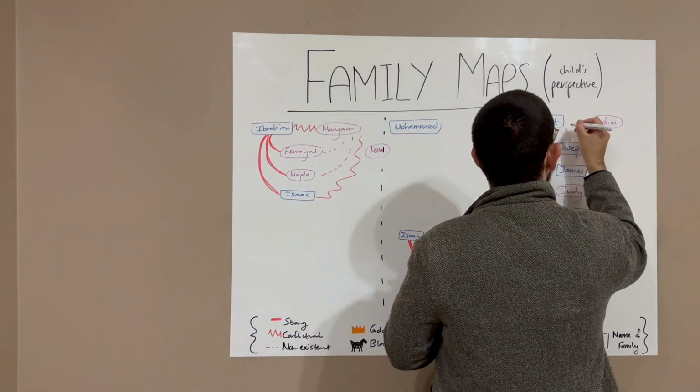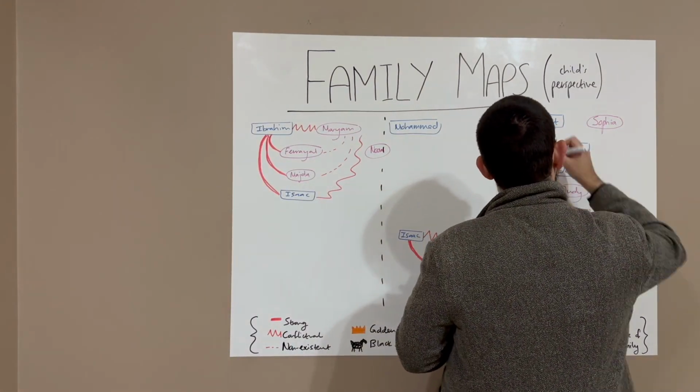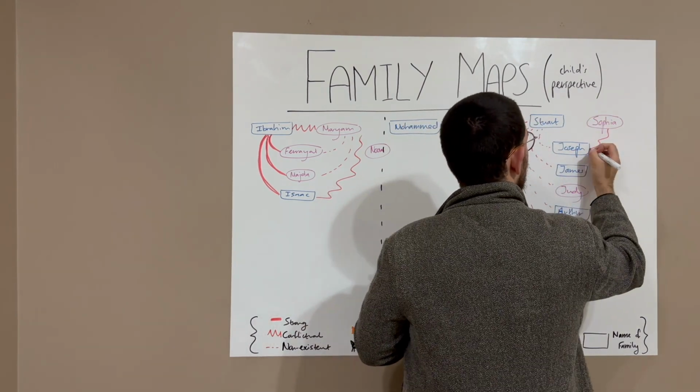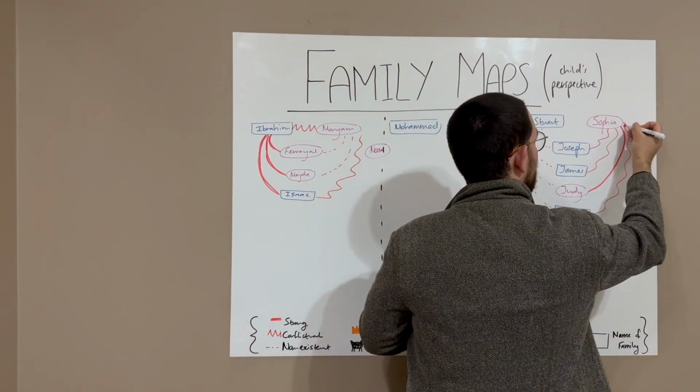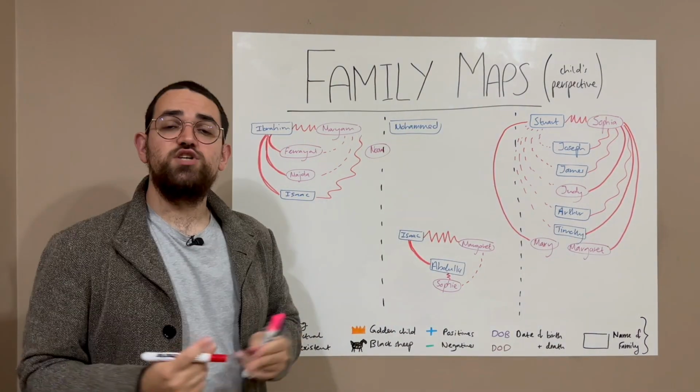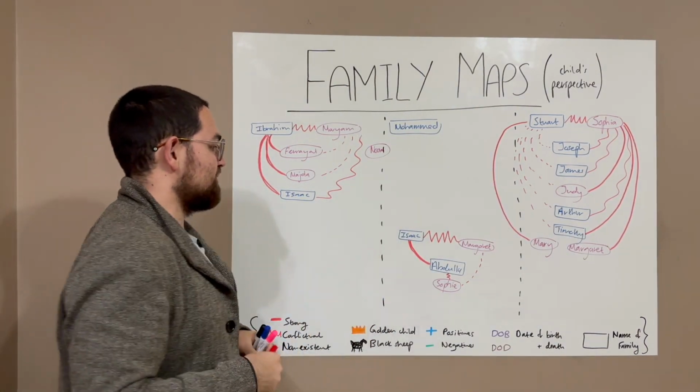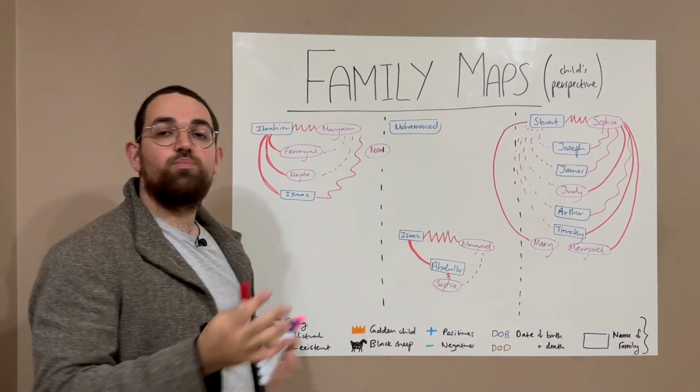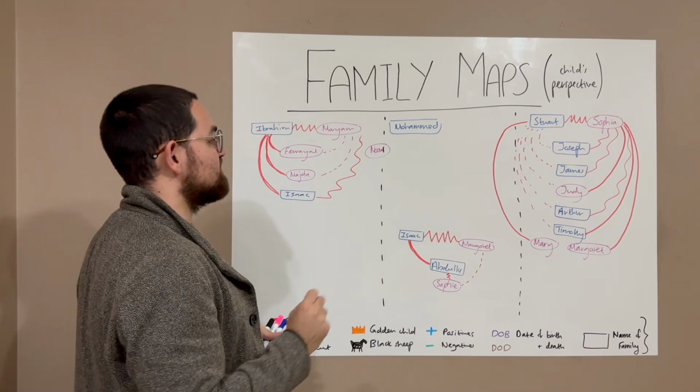If you do want to find out more information, you can always do it later by asking your parents. Most of us have a good enough idea just from the stories that we've heard over the years as we've grown up. So let's say your family map's starting to look something like this. You've kind of plotted the relationships. You might start to see patterns.